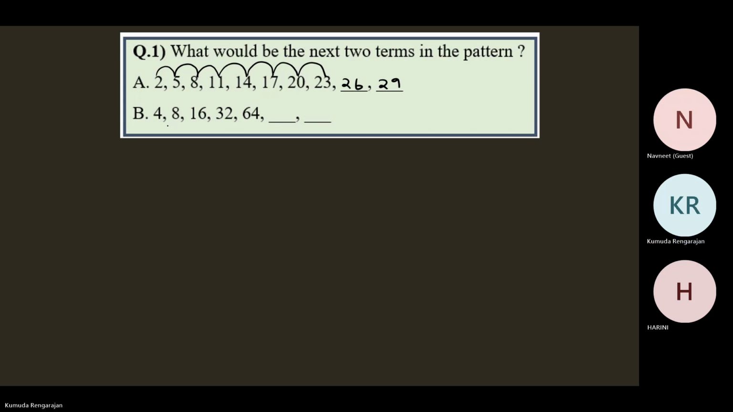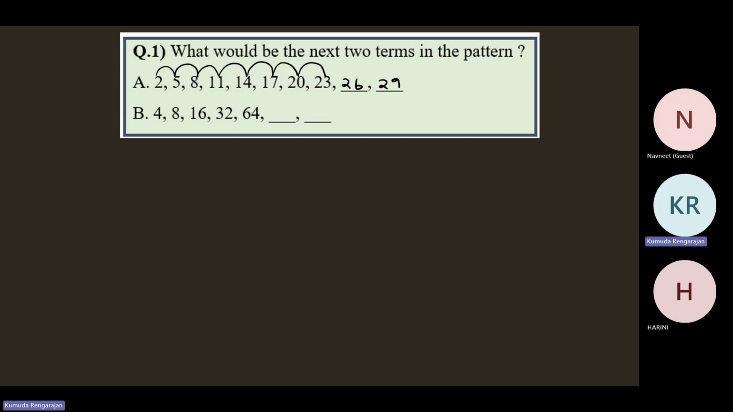Yeah, Harini? Ma'am, they are using rule, ma'am. No, I'm asking for B. 4 becomes 8. 8 becomes 16. 16 becomes 32. How do you think that's happening? They are using rule.